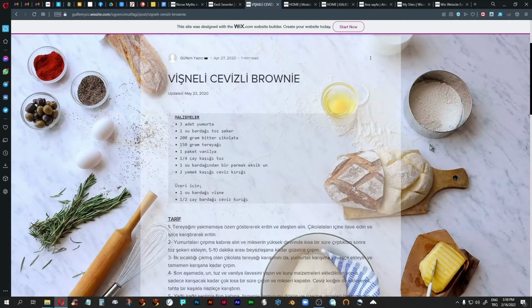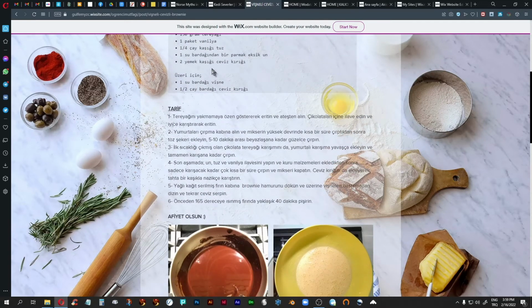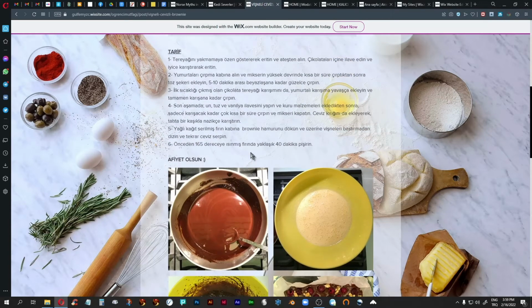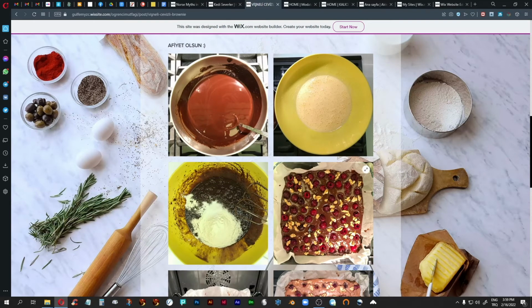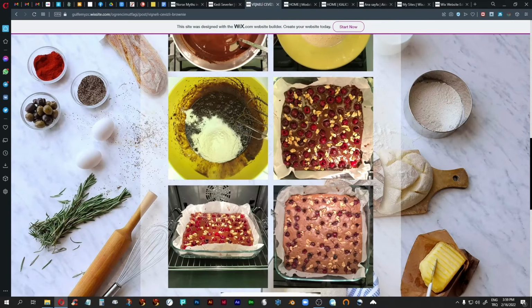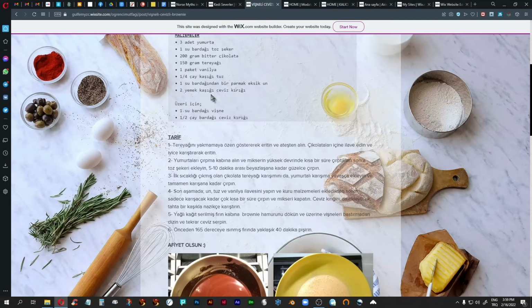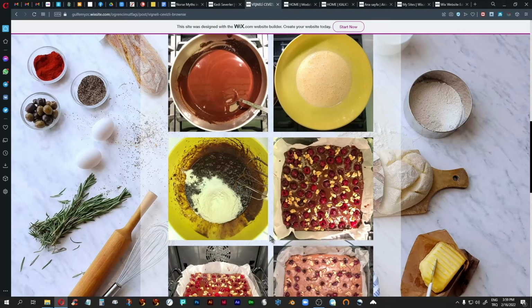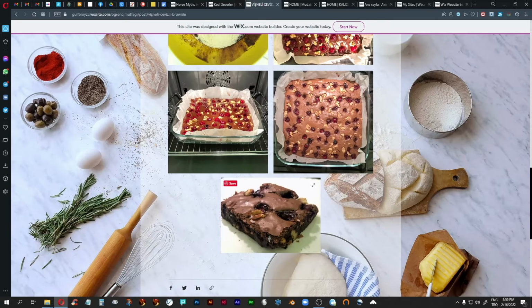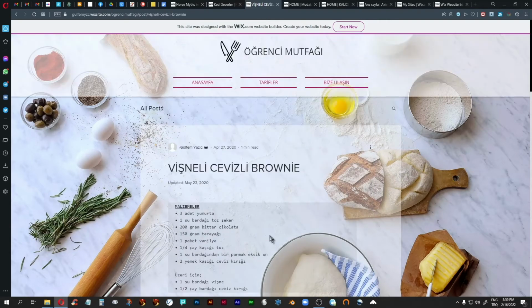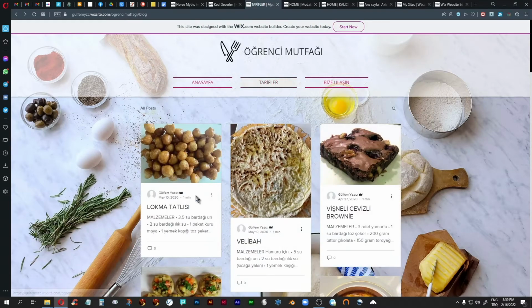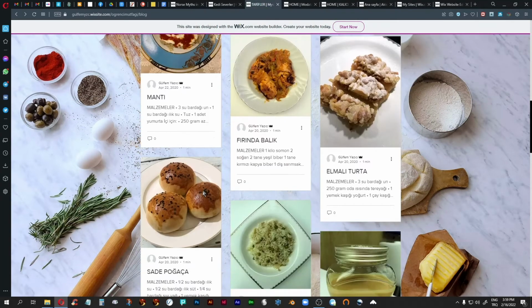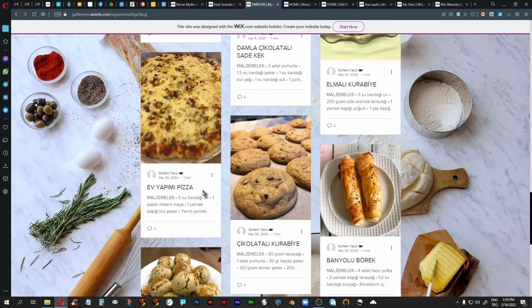We have the recipe, we have the ingredients, and then all of these photographs were taken by her, because she actually cooked this, tested it, and then took the photographs of the process while she was cooking it, and she did that for all of them. So let me just go back here. And so she has quite a long list of all these things that she cooked.